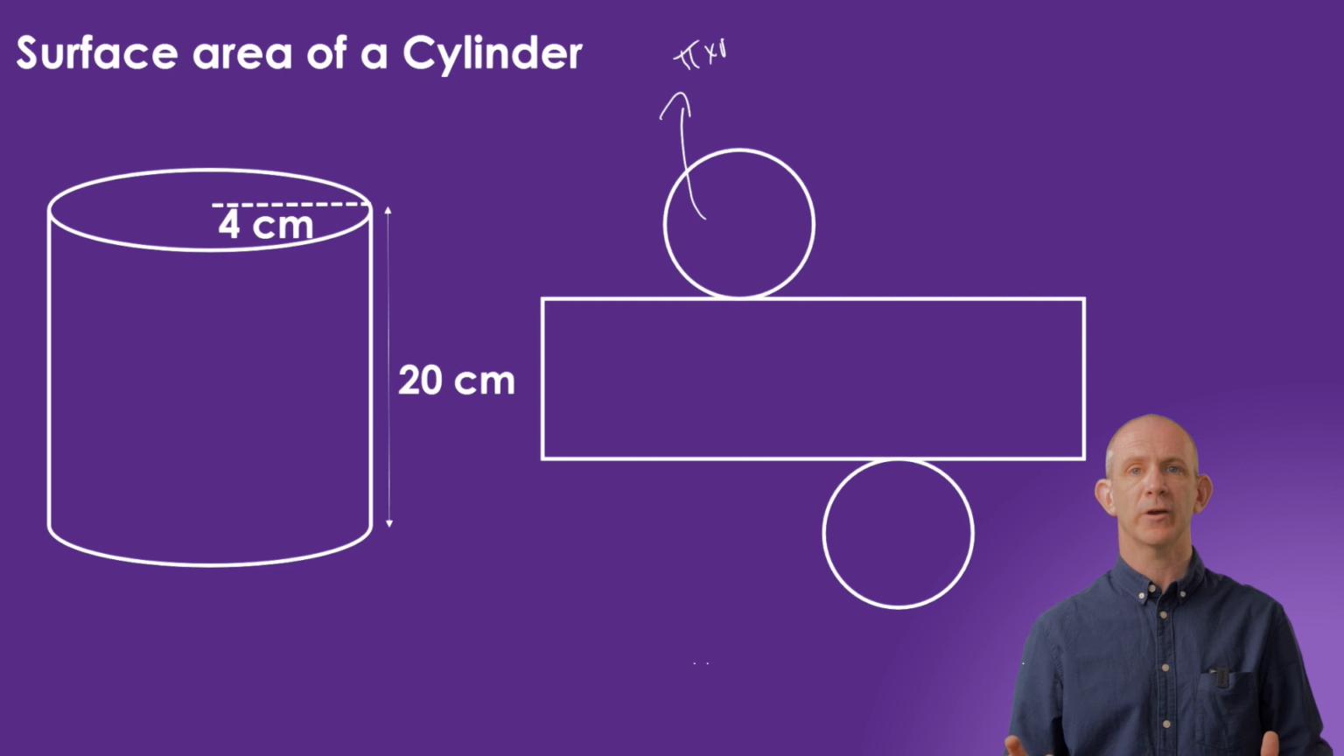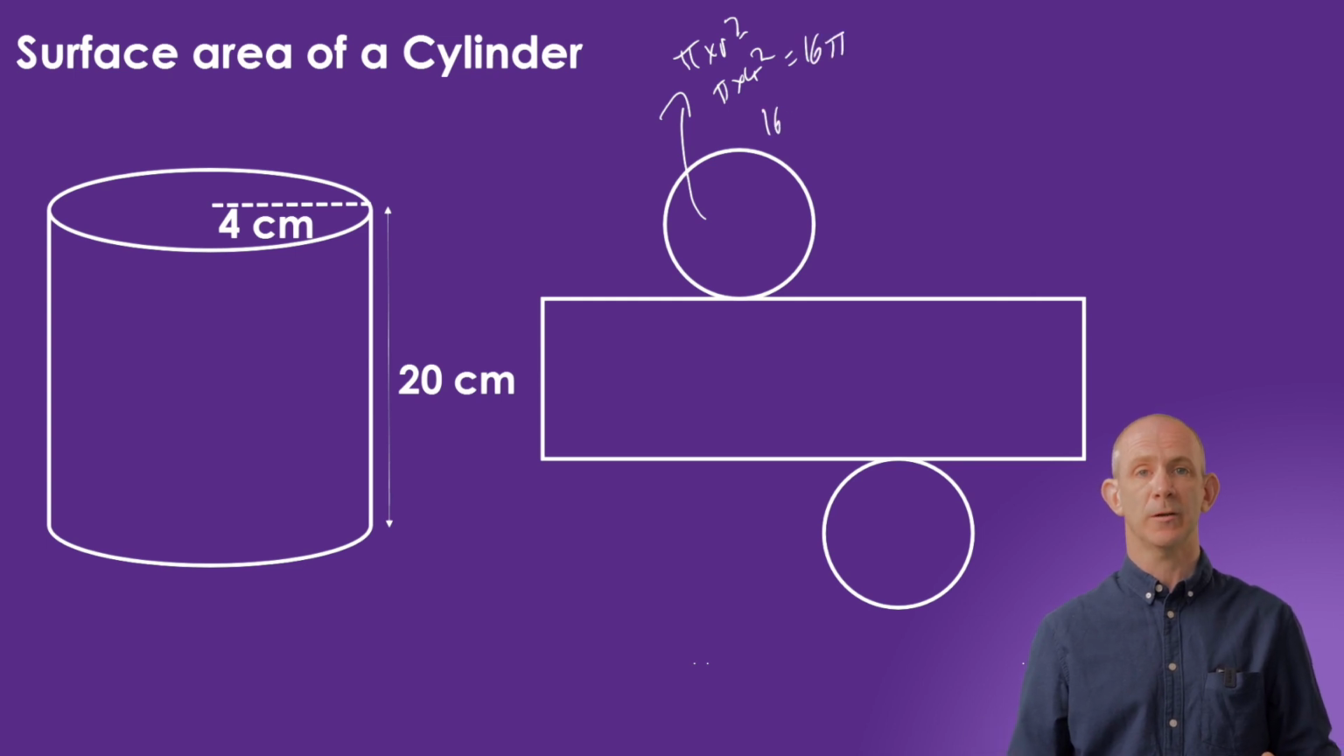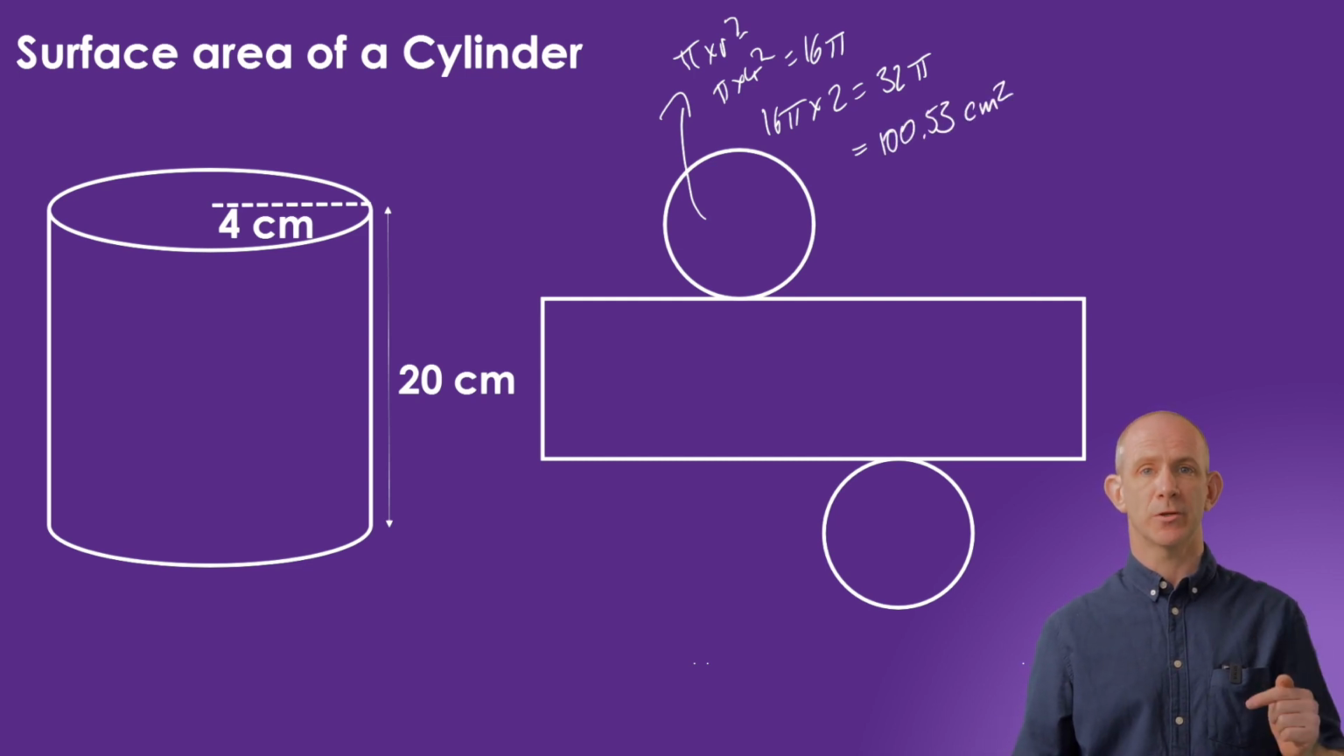So let's start by calculating the area of one of the circles, and we know that the area of a circle is pi times the radius squared. So pi times 4 squared will give us 16 pi. We'll times that by 2, as there's 2 circles, to give us 32 pi, or 100.53 centimeters squared, after we press the SD button. This will be the area for both of the circles.